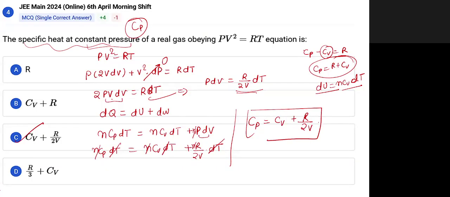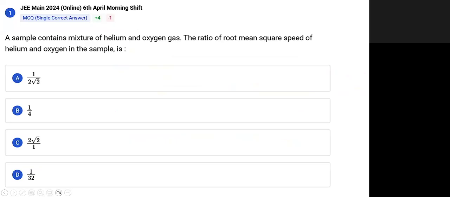Okay, now move on to the next one. A sample contains a mixture of helium and oxygen gas. The ratio of root mean square speed of helium and oxygen in the sample is? Now we know that VRMS of a gas is the square root of 3RT upon M0, where M0 is the molecular mass of the gas.